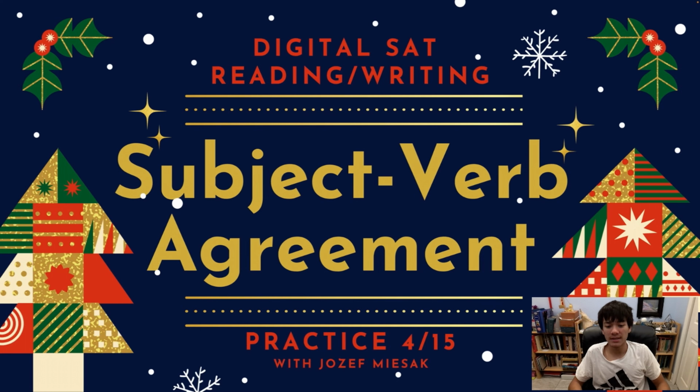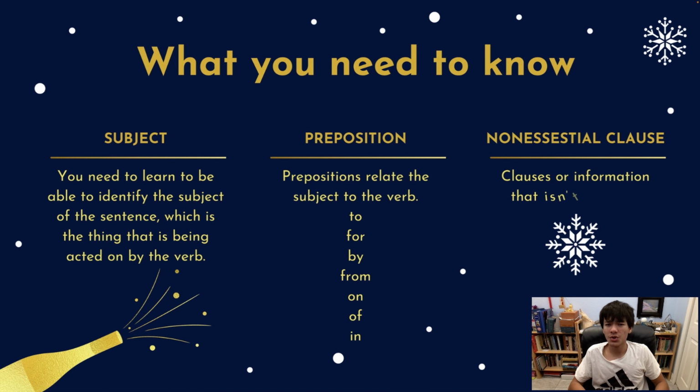Today we're going to be doing lesson 4 out of 15 on subject-verb agreement. So, what do you need to know? First, you're going to need to know how to identify the subject of the sentence, which is the thing that's being acted on by the verb. We're going to go more into this on the next slide.